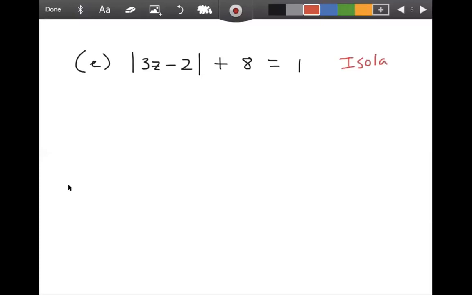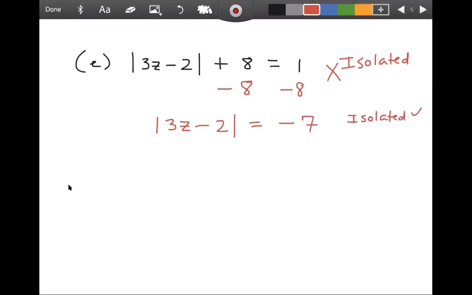So since the absolute value is not isolated, we are going to subtract 8 from both sides. Oh, look what happens. We end up with the absolute value of 3z minus 2 is equal to negative 7. All right. So at this point, we can put down our pencil. Well, as soon as I point out that now it is isolated, however, negative 7 is less than 0, which means no solution. This equation has no solution.